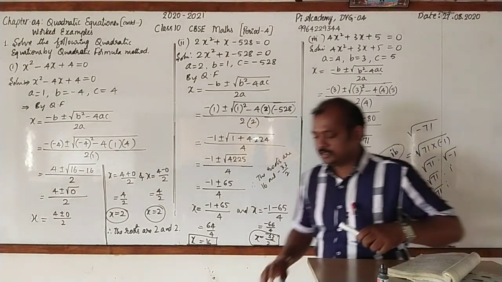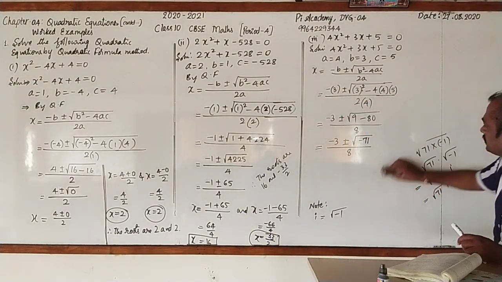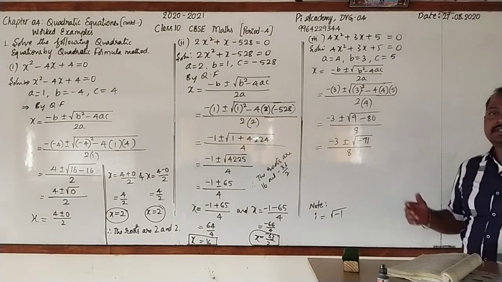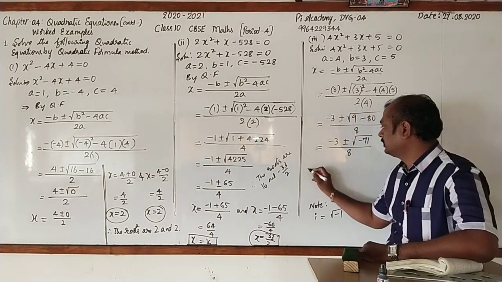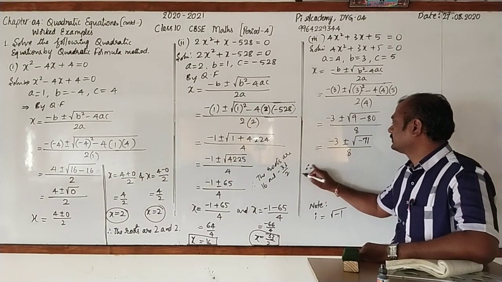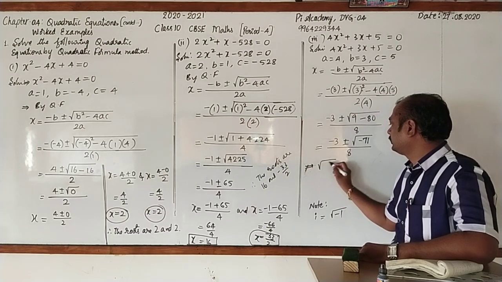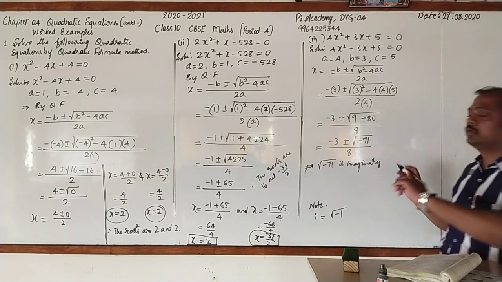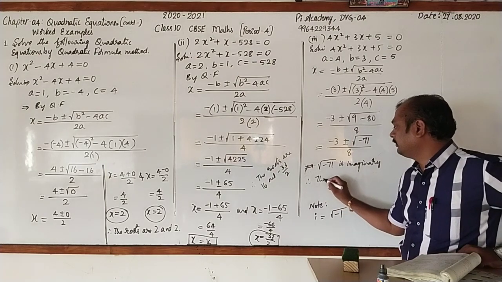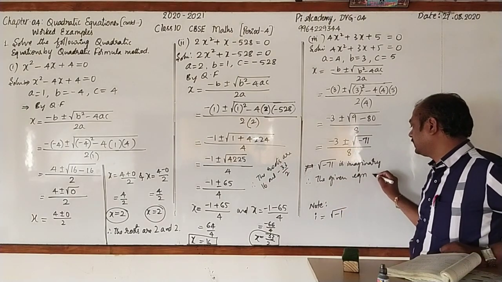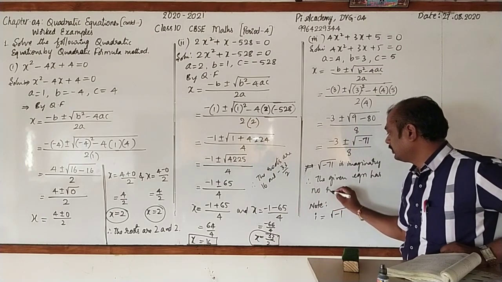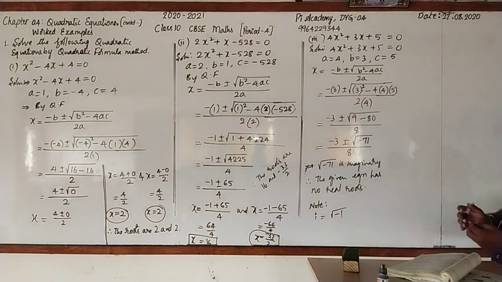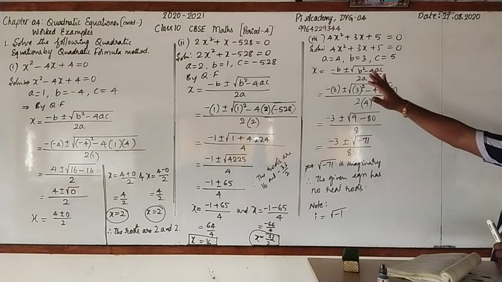Did you understand? Yes. So, what do you say about the roots? If square roots of negative numbers are there, then we can say that it has no roots. Therefore, here I write square root of minus 71 is imaginary, has no definite value. Therefore, the given quadratic equation has no real roots. Did you understand? Okay.